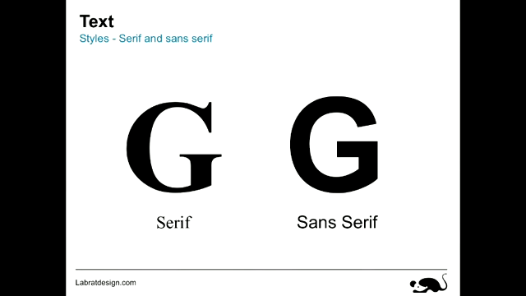So there are 2 main types of design of typography. There is serif and sans serif. You probably already know that. Serif has the embellishments at the end of the letters. Sans serif does not.